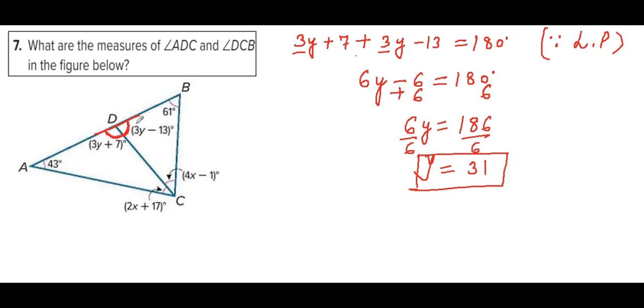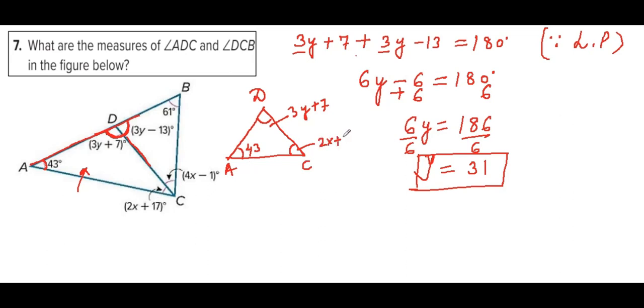There are two triangles, one is this, one is this: ADC or BDC. I will choose this triangle, DAC, and make this triangle separate. At D we have, how much is this angle? 3y plus 7, so I will write here 3y plus 7. How much is angle A? 43. And how much is this? This is given to you: 2x plus 17.